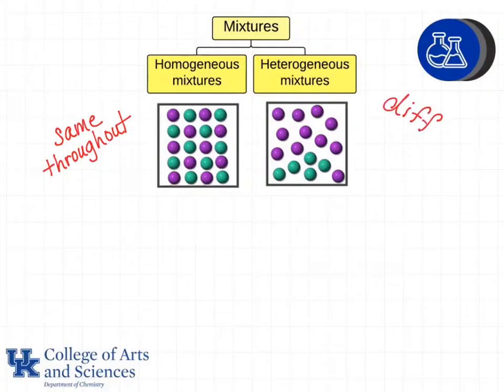On the right side, in the heterogeneous mixture, notice that they are different throughout. We see that there are more green substances at the bottom and more purple at the top. We do not see an even mixture throughout the sample.